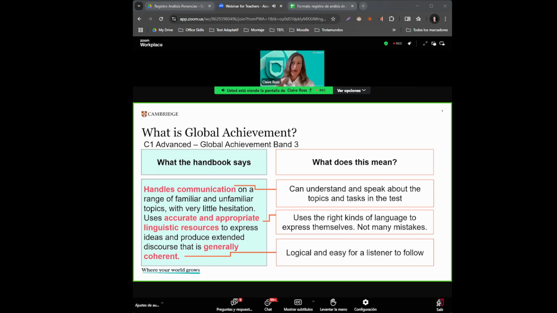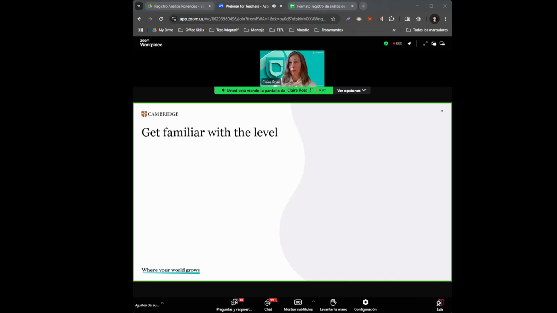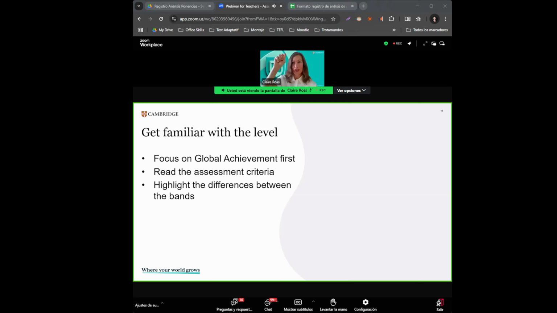So I think if you're getting started with exams, or if you're getting started with a new level, starting with global achievement is a really good place to begin, to get familiar with this level. So take a look at the global achievement criteria, read them through, notice the difference between the bands, the marks that your candidates can be awarded, and watch one of the speaking videos.